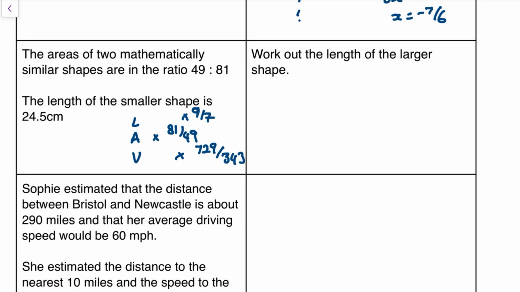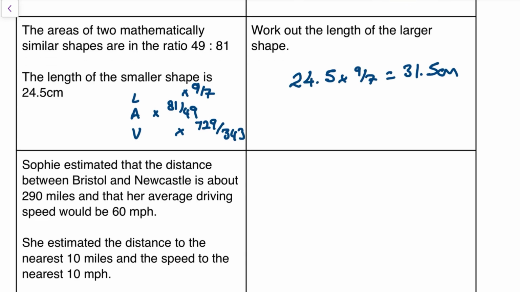It wants me to, the length of the smaller shape is 24.5. Oh, actually, so I just need length, don't I? So therefore it's going to be 24.5 times the length scale factor, which is 9 over 7, and that's going to give me 31.5 centimeters. Okay question, but obviously you need to know the technique with the length, the area, and the volume.